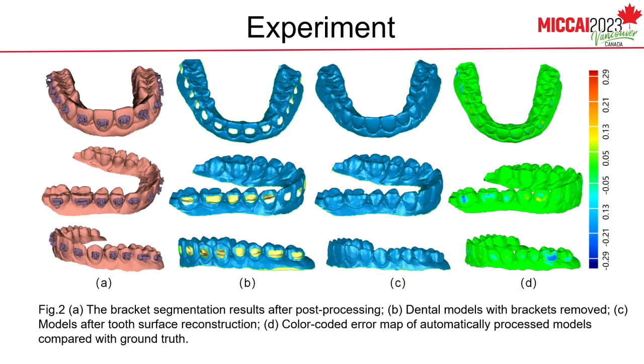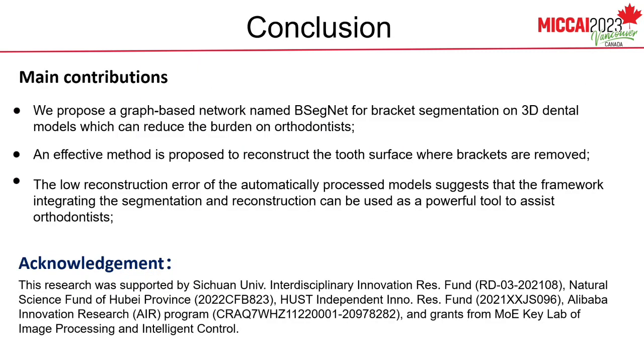This figure displays the segmentation and tooth surface reconstruction results. In this paper, we propose a graph-based network named BSegNet for bracket segmentation on 3D dental models. Experimental results demonstrate our method significantly outperforms related state-of-the-art methods. We also propose a simple yet effective method to reconstruct the tooth surface, which can better recover the feature of the teeth. The whole framework achieves a low reconstruction error and can be used as a powerful tool to assist doctors in orthodontic diagnosis.